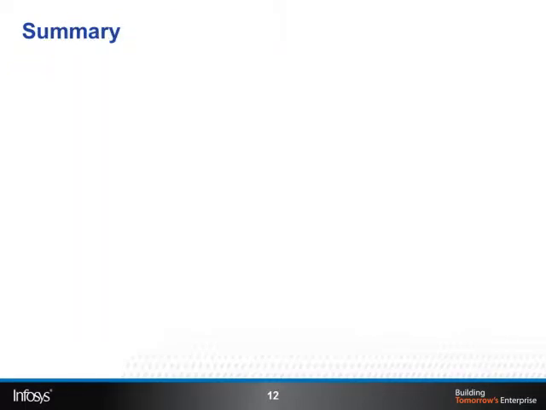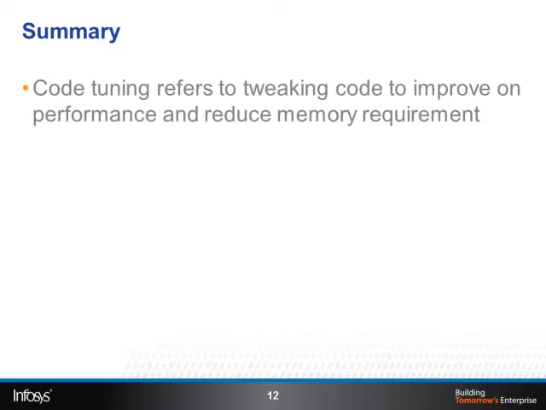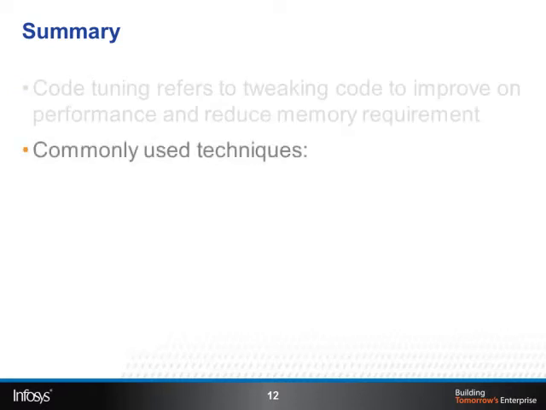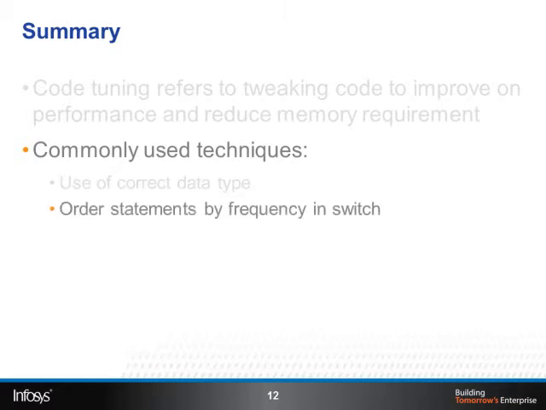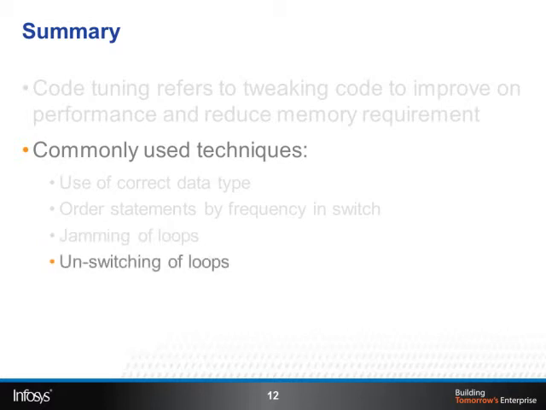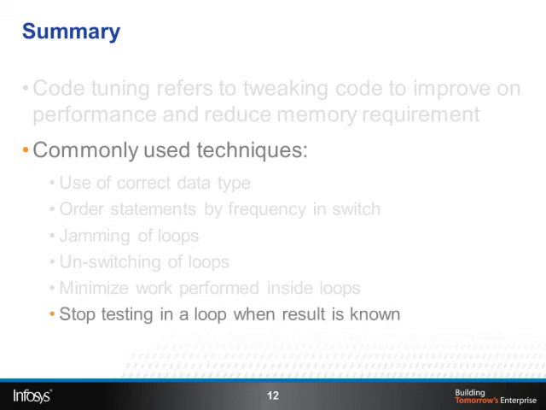Let's summarize the concepts we discussed in this video. Code tuning refers to tweaking code to improve on performance and reduce memory requirements. Commonly used techniques to tune code are use of correct data type, order statements by frequency in switch, jamming of loops, unswitching of loops, minimize work performed inside loops, stop testing in a loop when result is known.